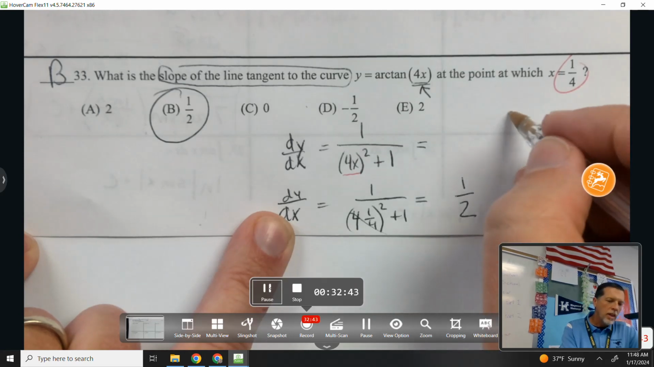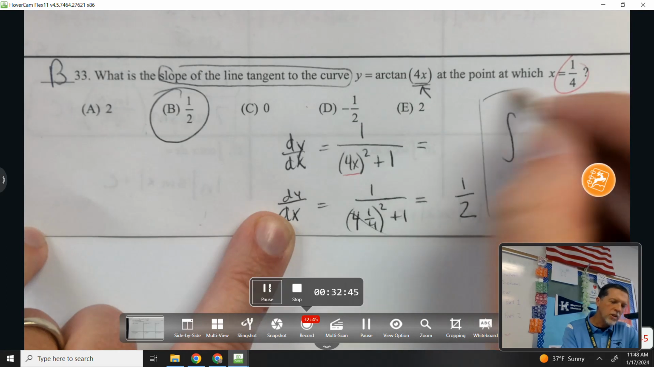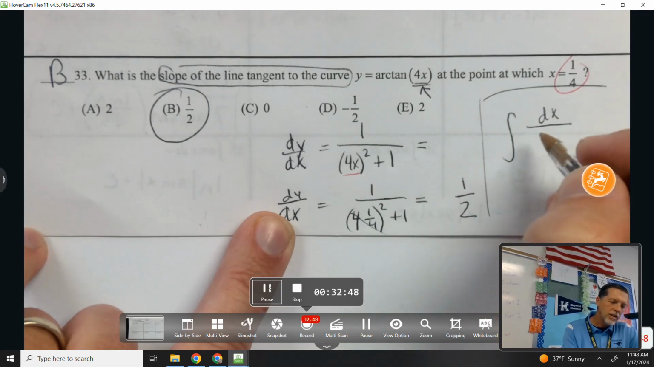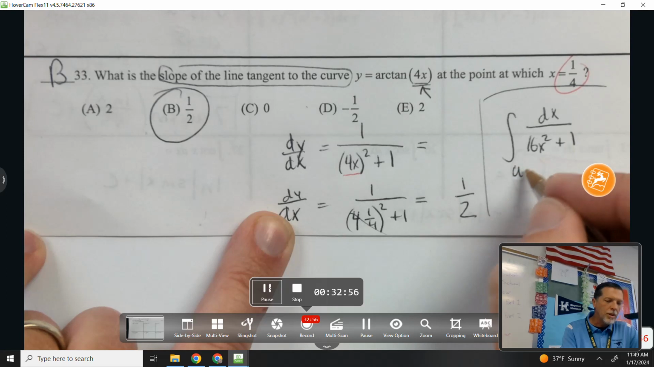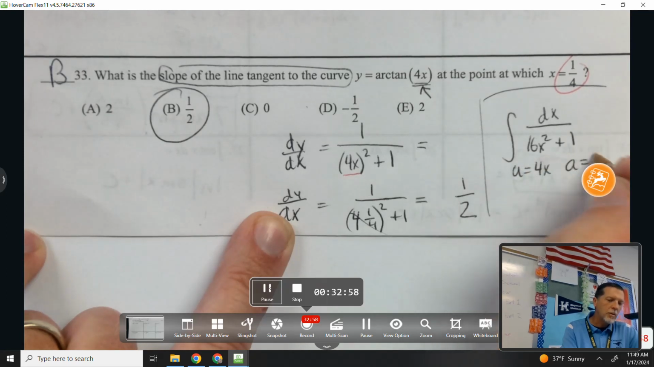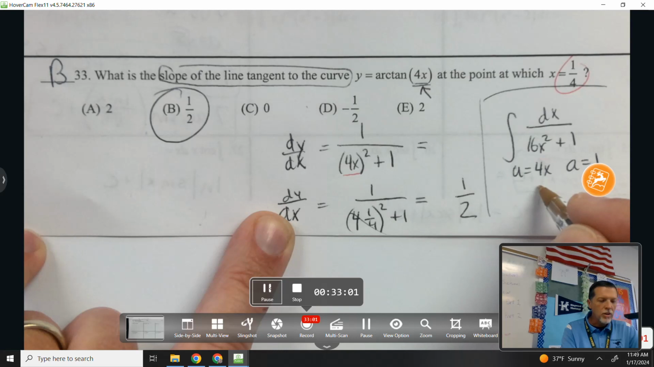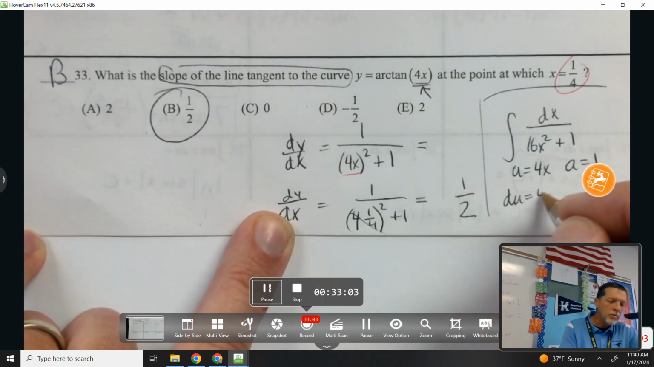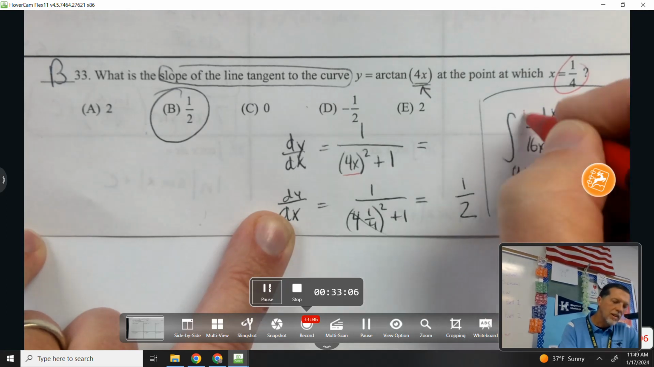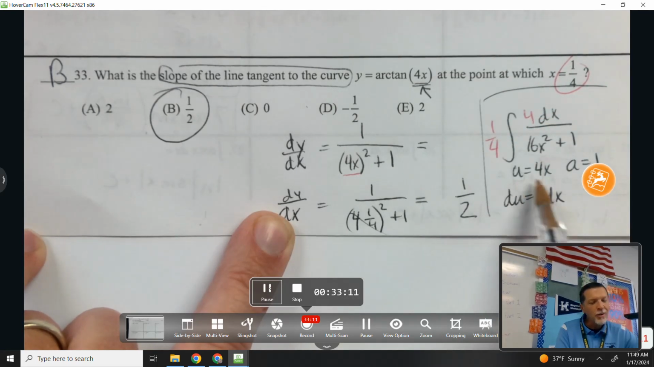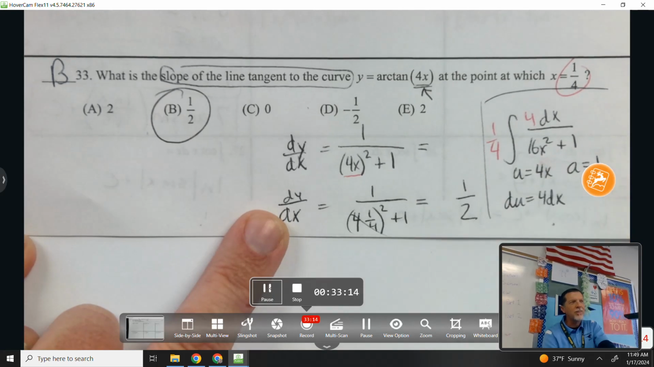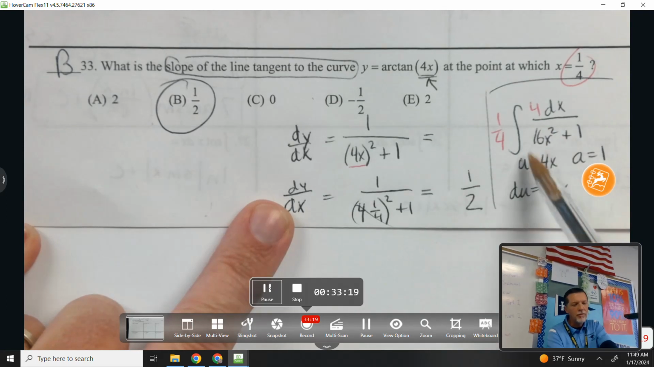So if we were trying to go backwards, so separate problem, and you had dx over 16x squared plus 1, you would want u to be 4x and a to be 1, because you want u. I guess here's another way to say it. du is 4 dx, so 4 and the 1/4. If you switch those up and you said u was 1, then du would be 0, and then you have, I don't know what you have. So you always want u to be the variable thing and a to be the constant thing.